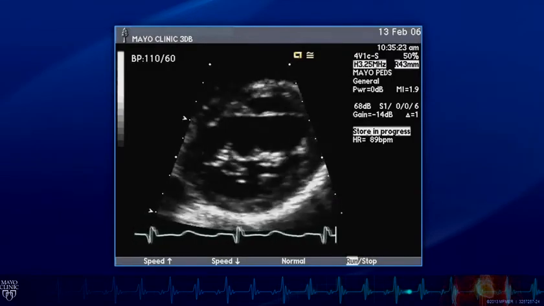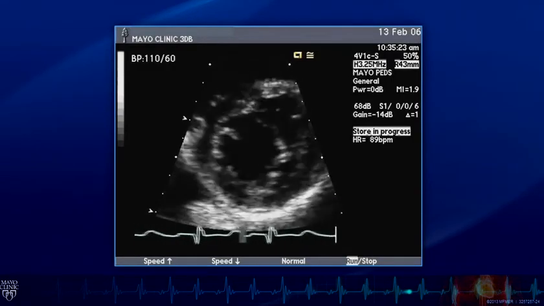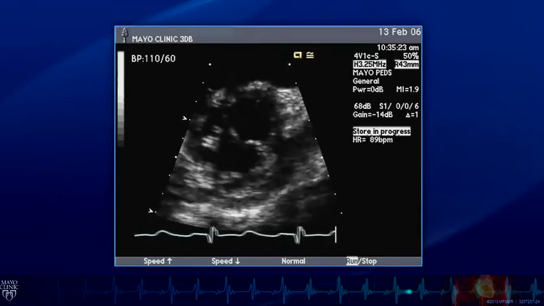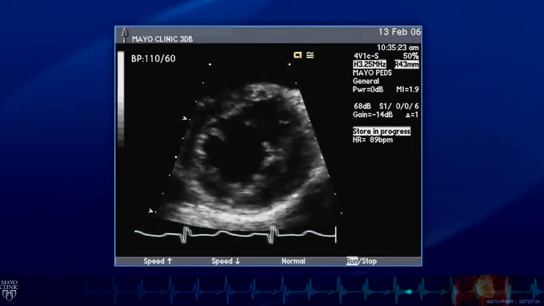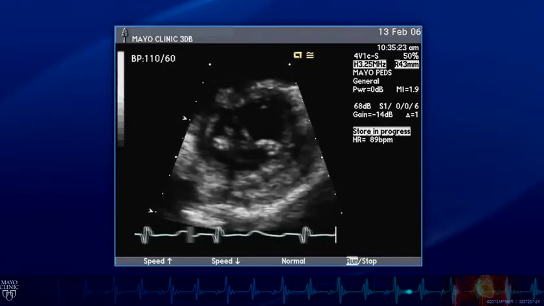This is a parasternal short axis image of another patient with a primum atrial septal defect. This patient, instead of a cleft mitral valve, does have a double orifice mitral valve, nicely shown here.